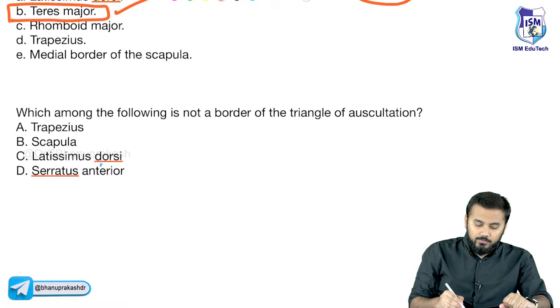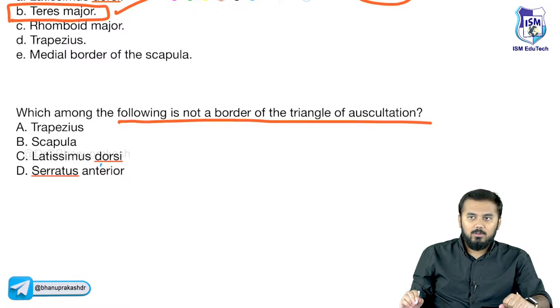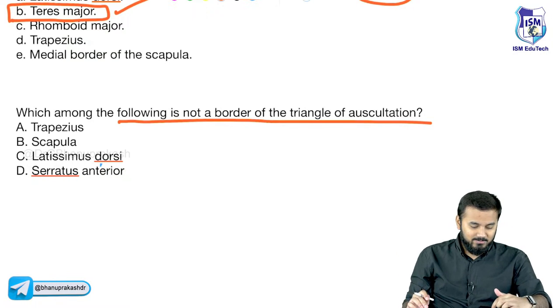Okay, now tell me, which of the following is not the border of the triangle of auscultation? Which is not the border of the triangle of auscultation?